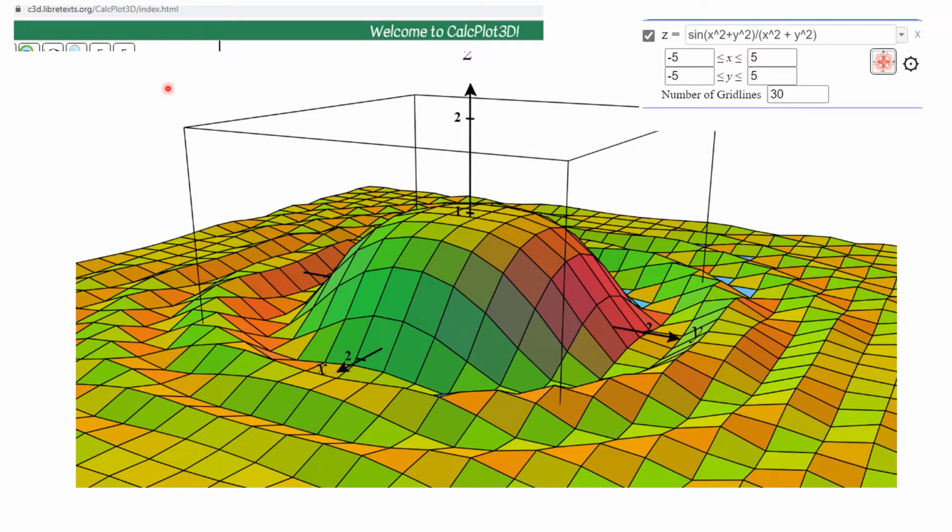By way of introduction, remember that we look at things graphically, analytically, and numerically. Let's start with the graph. Remember, this is the free graphing utility I recommended that you use, and here's the address for that. And we're going to look at the graph of z equals f of x y equals sine of x squared plus y squared divided by x squared plus y squared.